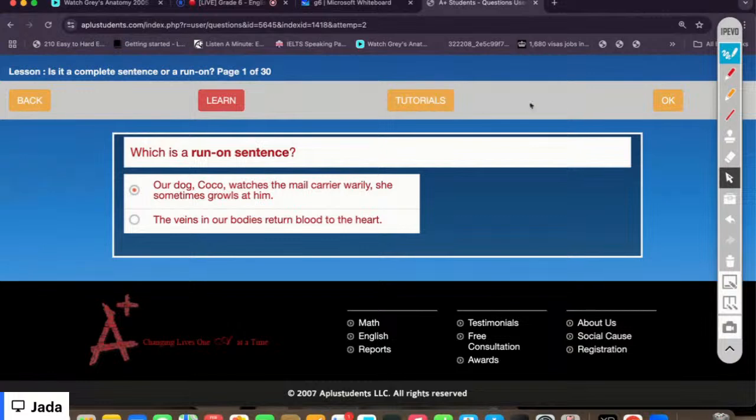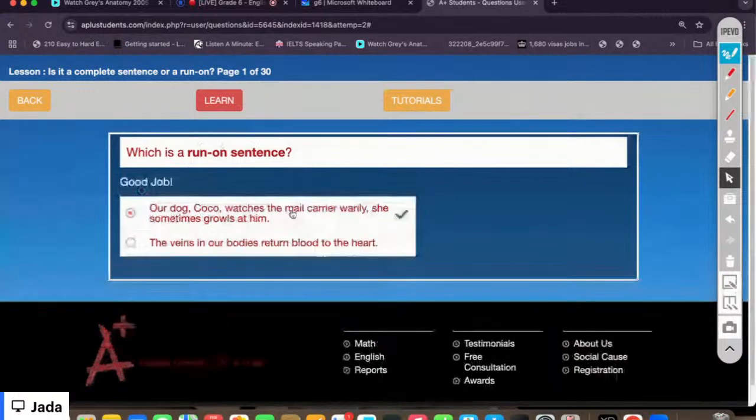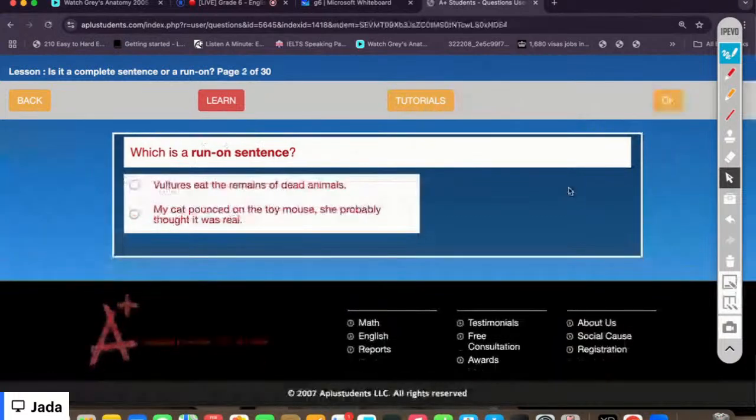So we can say the first one, okay, because that's two sentences joined together. All right, so which is a run-on? Vultures eat the remains of dead animals. My cat pounces on the toy mouse. She probably thought it was real. So what's the run-on here?